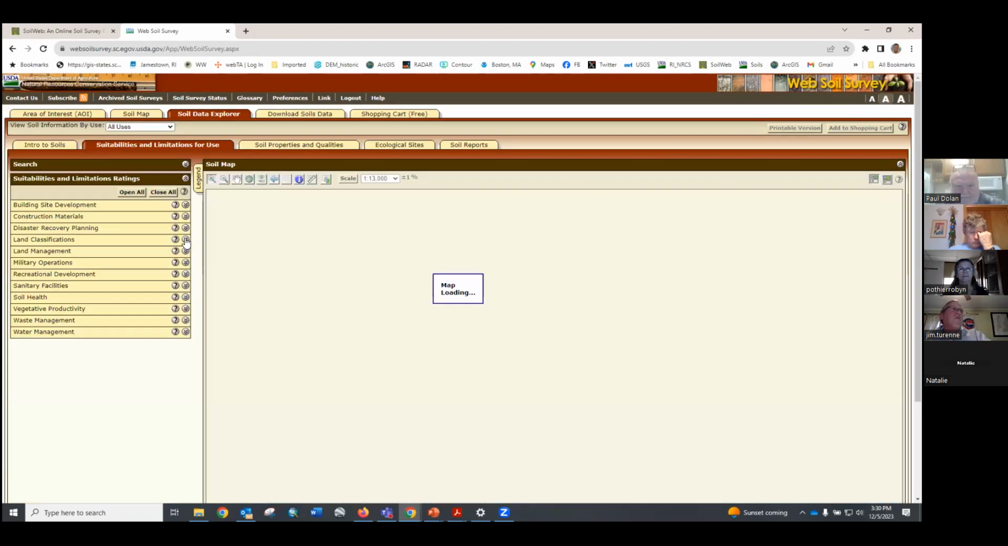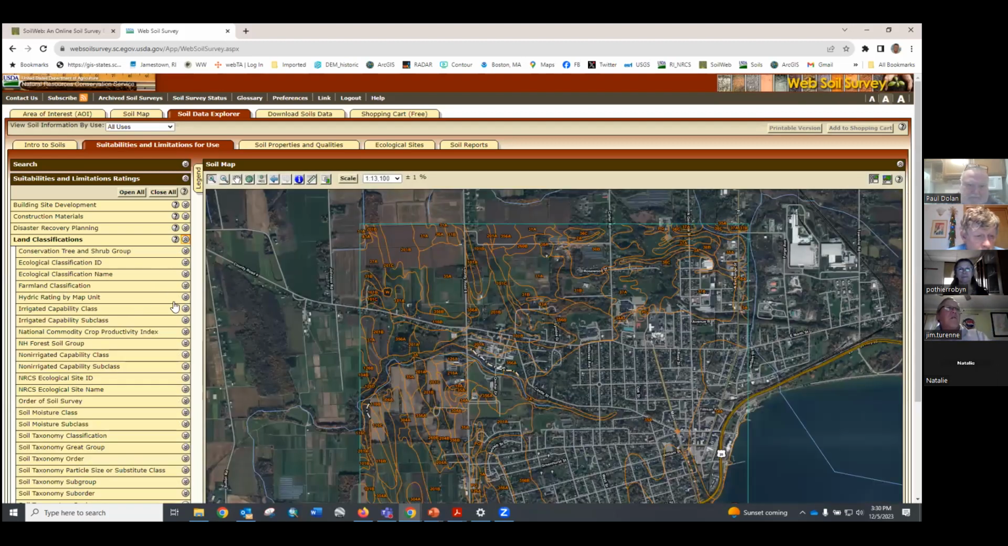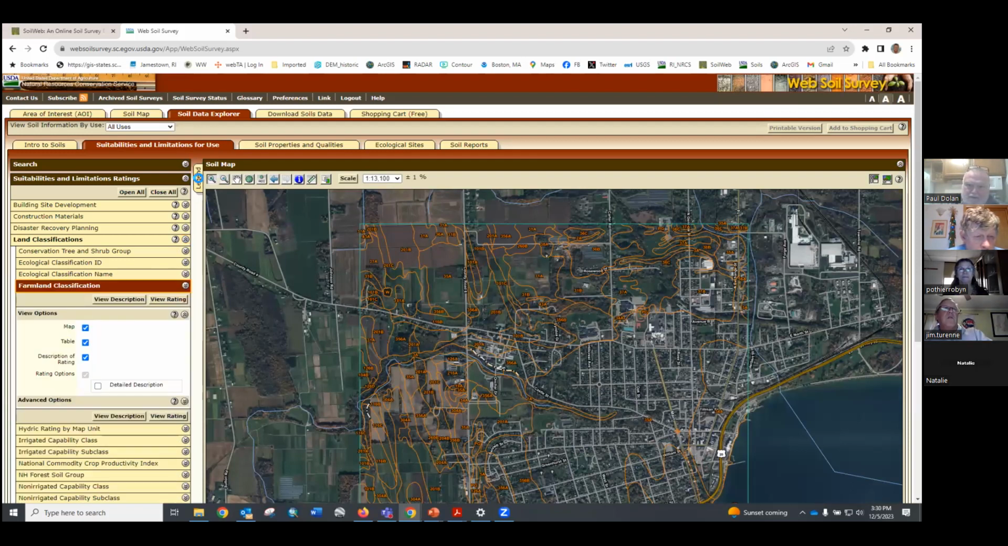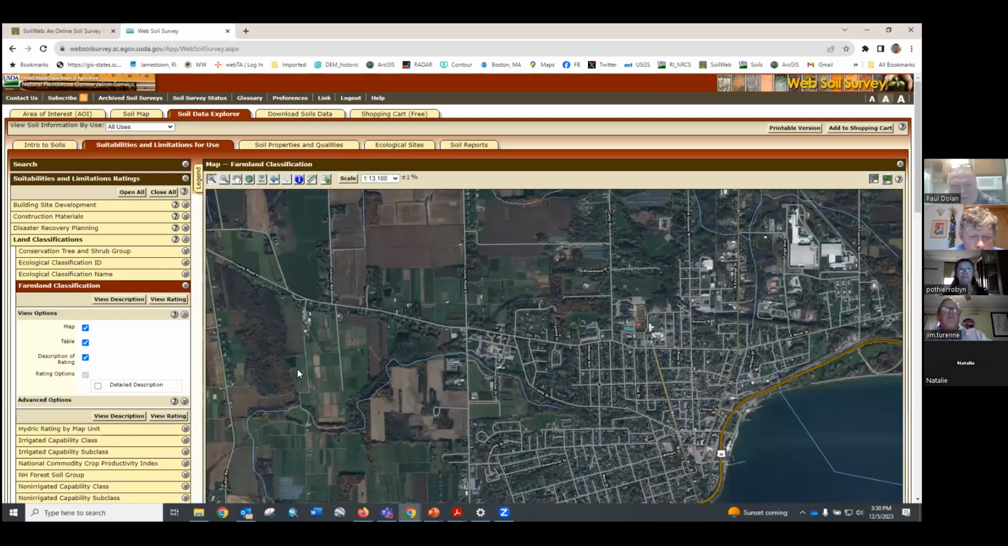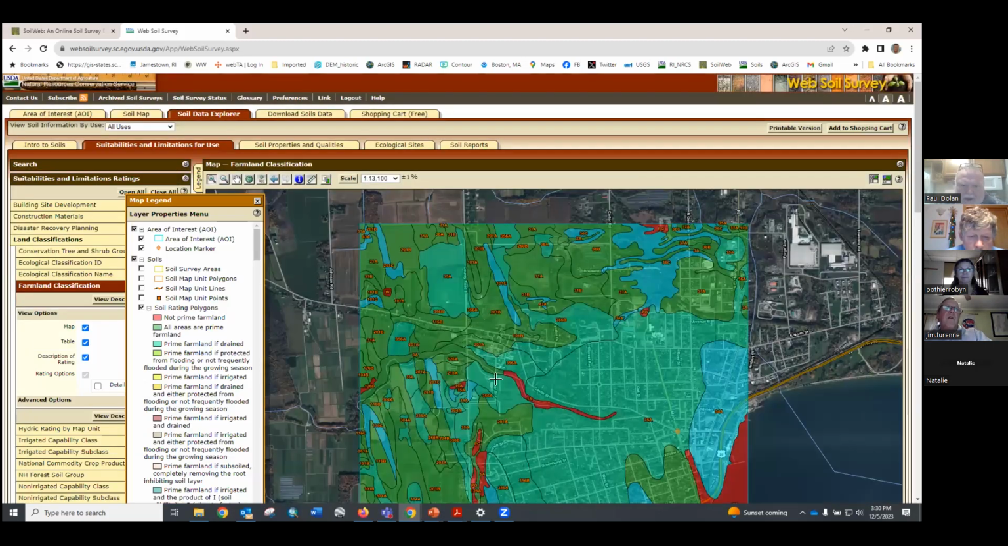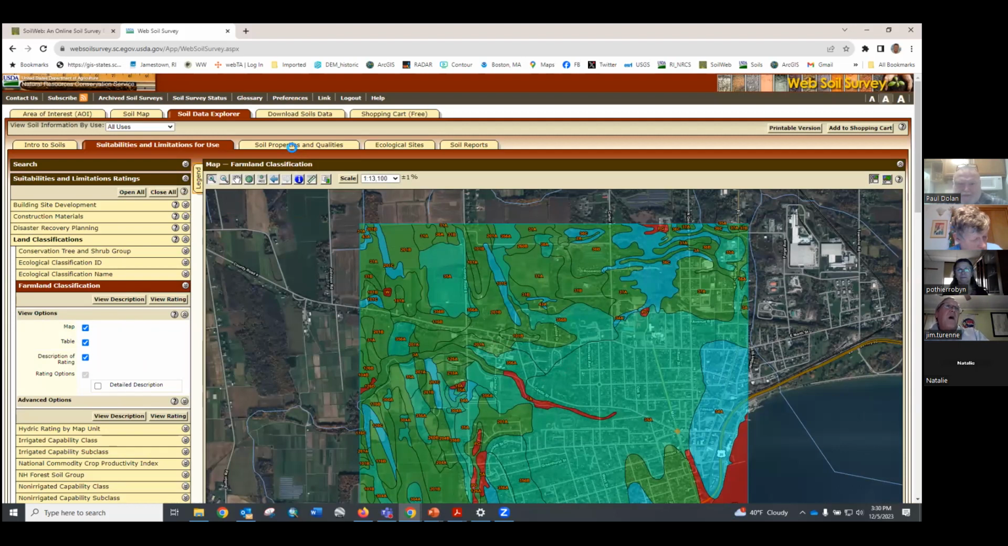So I'll do a quick one, let's do farmland. This is another one you want. So farmland classification is one of our dominant uses for the soils. And it's just going to show you areas that are, hopefully it's not all red, but here's the legend right here. So anything in green is prime farmland soil. So I'm looking at this area as being really good agricultural soils. We would use this basically if we wanted to put these farms into easements in our program and protect them from development.